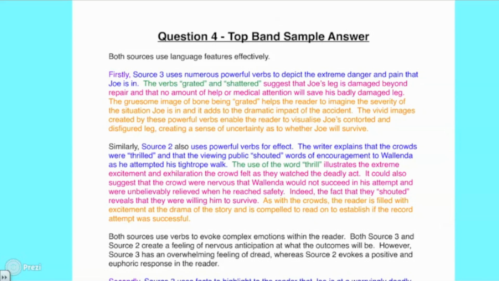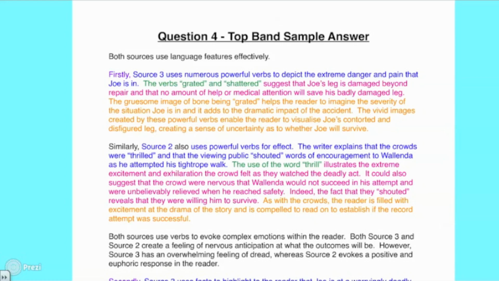The use of the word thrill illustrates the extreme excitement and exhilaration the crowd felt as they watched the deadly act. So again, I'm using my inference skills and being very perceptive and looking at the word thrill and thinking about what that word would show. It could also suggest that the crowd were nervous that Wallander would not succeed in his attempt and were unbelievably relieved when he reached safety. Indeed, the fact that they shouted reveals that they were willing him to survive. So again, it's about really unpicking those words within your quote.